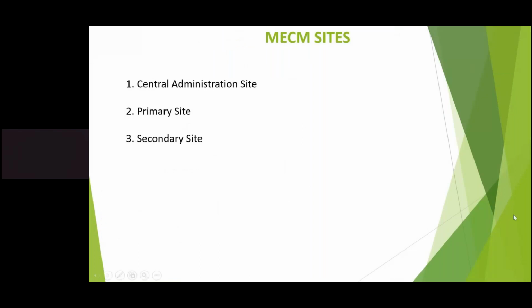Now, in SCCM there are three sites: central administration site, primary site, and secondary site. If you would like to make a note of it, you can do that. The central administration site is the optional site, then we have primary, and then we have secondary. These are the site servers in SCCM.